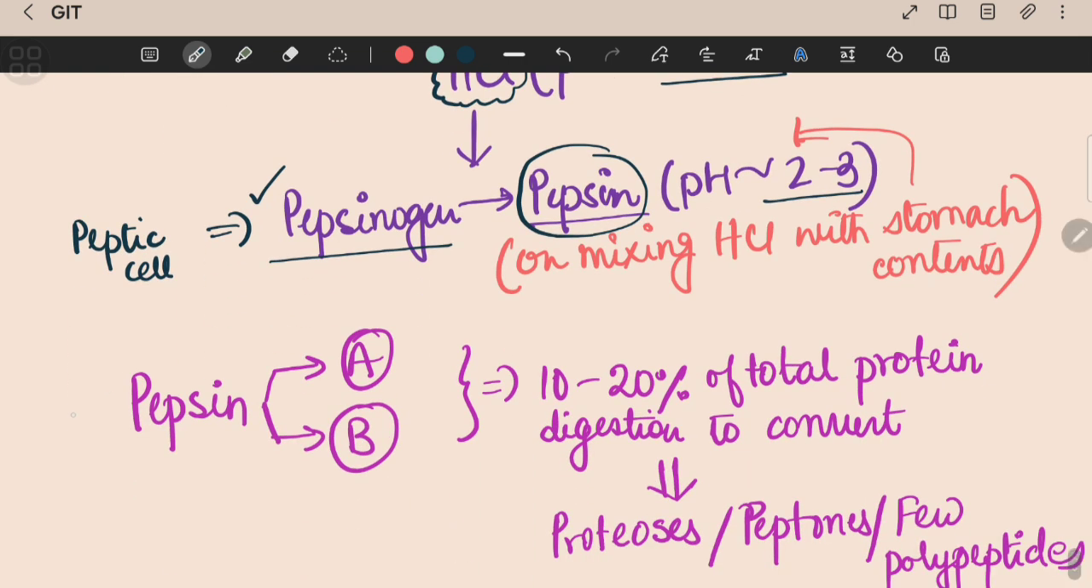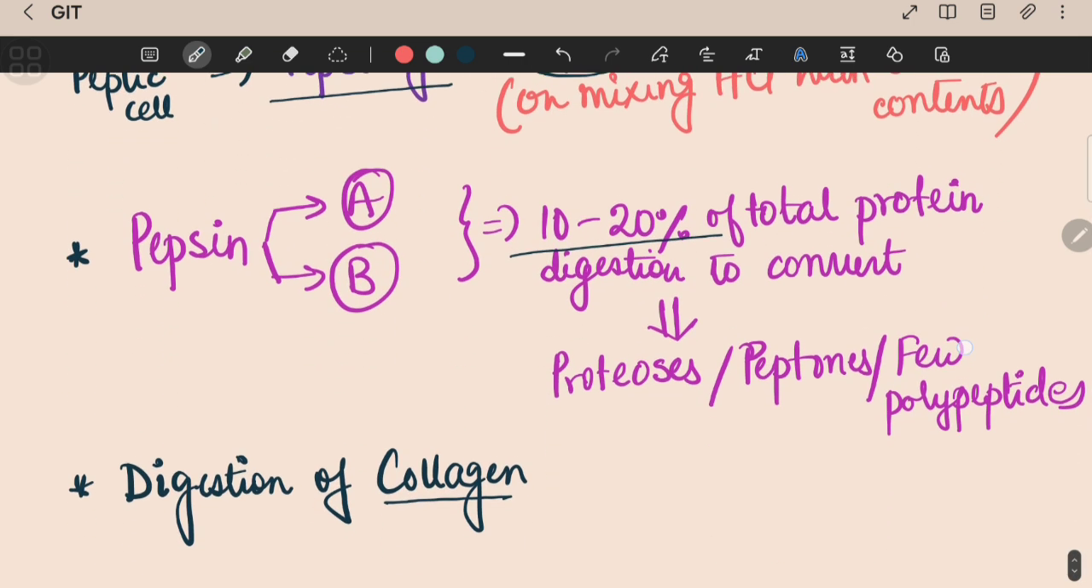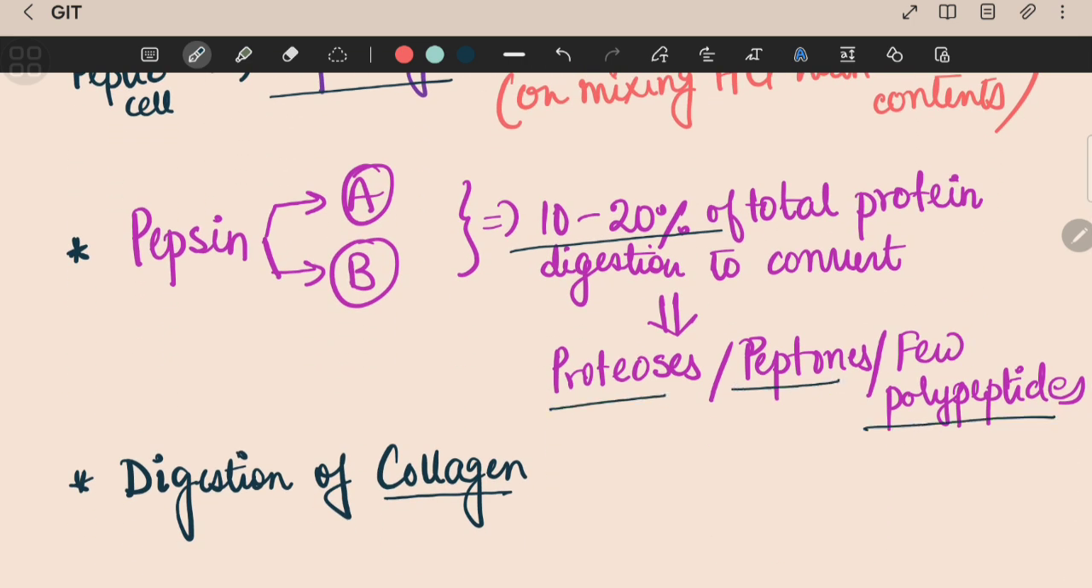Now pepsin has two forms, pepsin A and pepsin B. About 10 to 20% of the total proteins are digested at this level, such that they are converted into proteoses, peptones and a few polypeptides in the stomach.